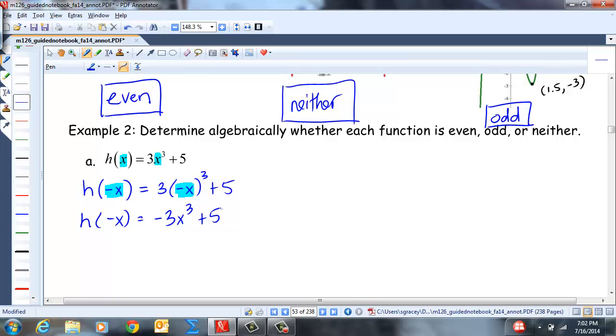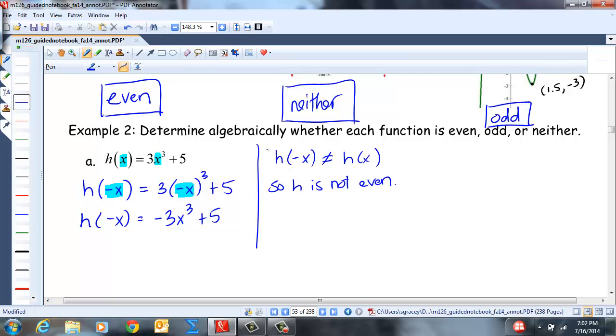Good so far? So, do you see that this is not equal to, so let's go to the side here. h at negative x is not equal to h at x. So h is not even. So now let's get some more information. So this is our first conclusion.